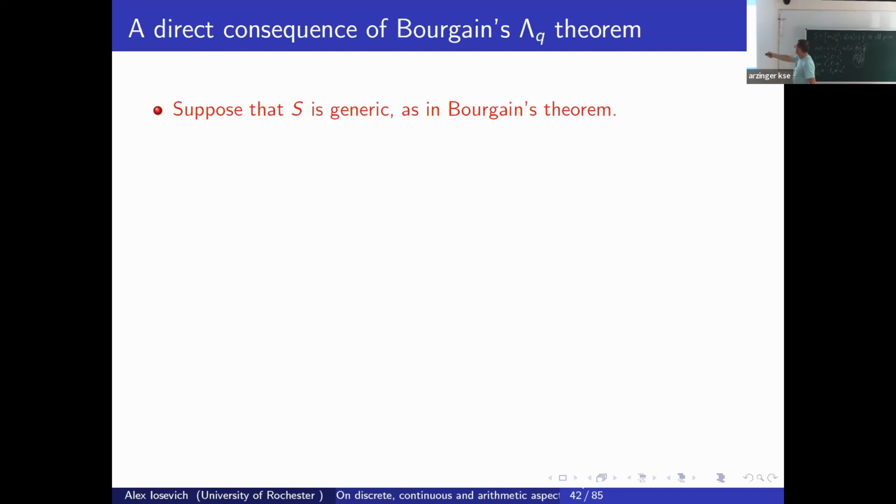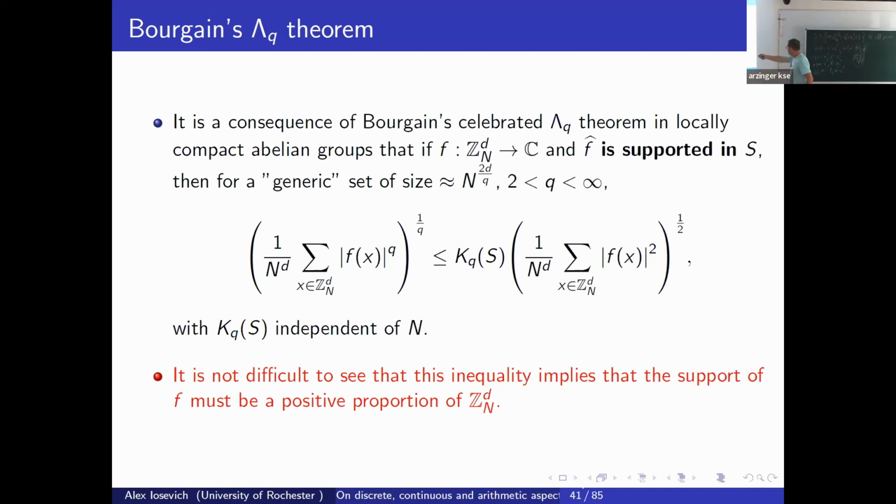Suppose that S is generic. In fact, never mind supposing that S is generic, let's simply suppose that this inequality holds. It's a probability statement, which I didn't write as a probability statement because in my experience probability statements scare people and I don't like doing that. But if you're not scared by it, it simply says that if S is a random set, then this estimate holds with probability one minus e to the minus something. This constant K_q depends on q, not on S. That's correct.